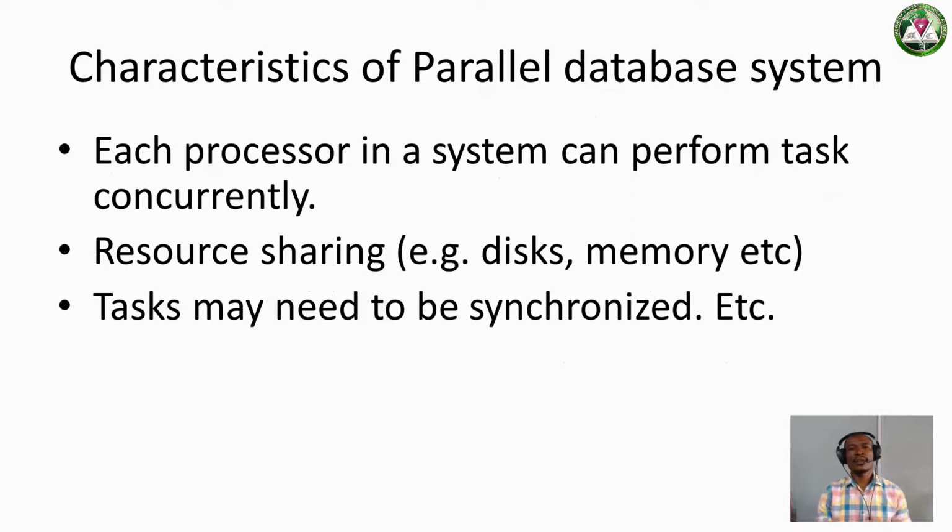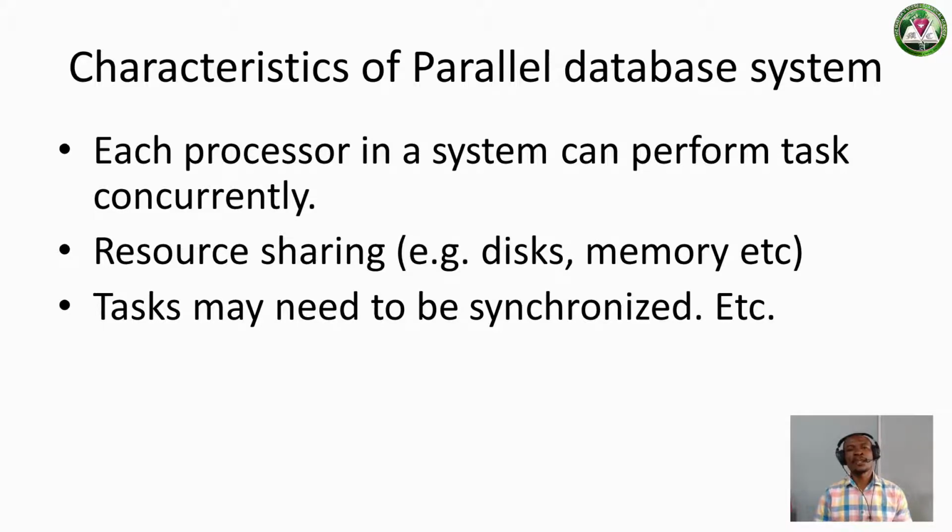Okay, now let's look at some of the characteristics of parallel database system. Some of the features that are peculiar to parallel database system. One is that each processor in a system can perform tasks concurrently. Remember I told you that in a banking hall, when you split the task, this cashier is paying customers, this cashier is paying customers. The same task, each of them is doing it concurrently. They are running at the same time.